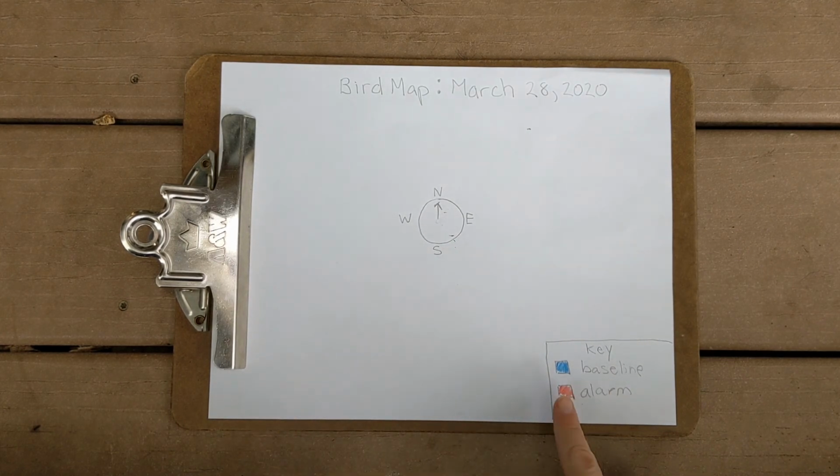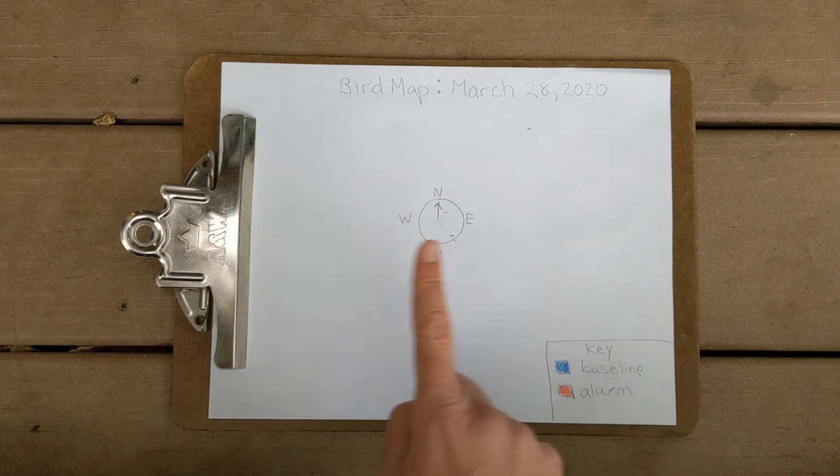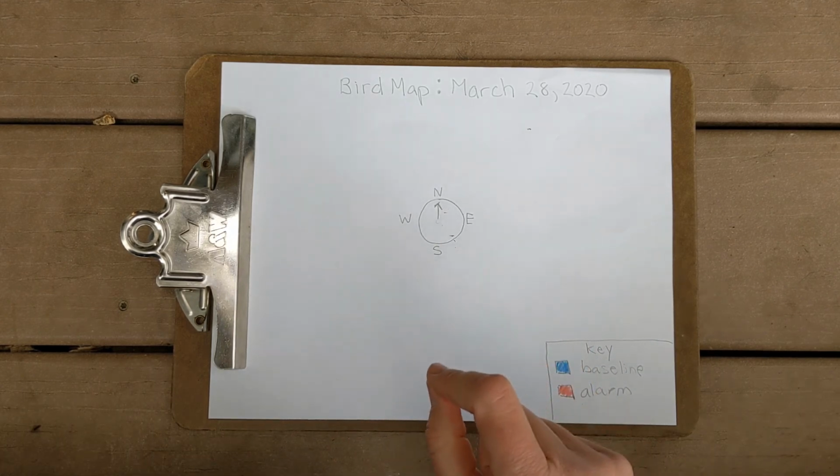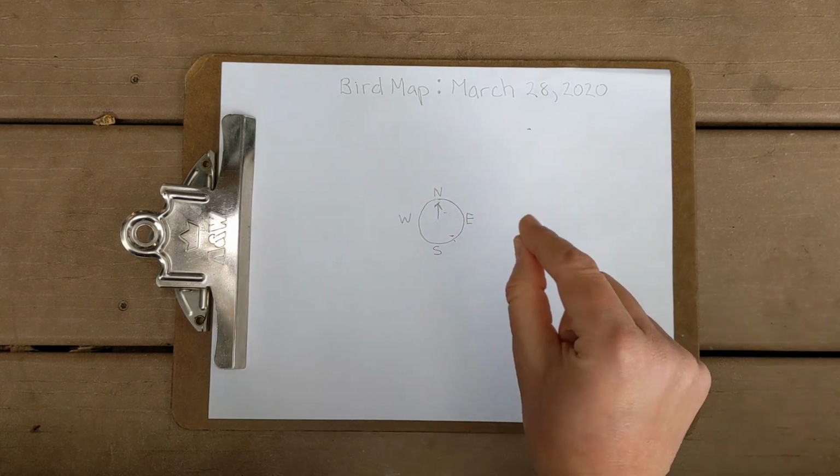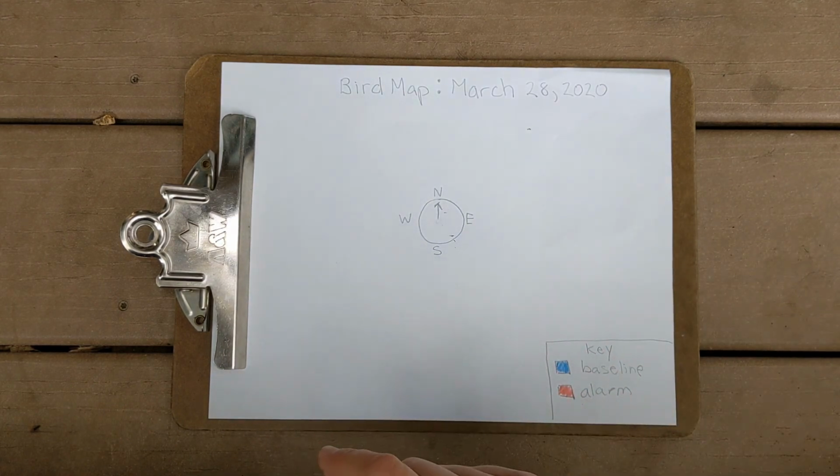So the key and these color codes here are just going to make this whole thing easier for you. If you had to write baseline every single time you heard a baseline voice, that would be crazy town. It's going to take way too long. So we're going to use this key and these colors as a shortcut for that same information.